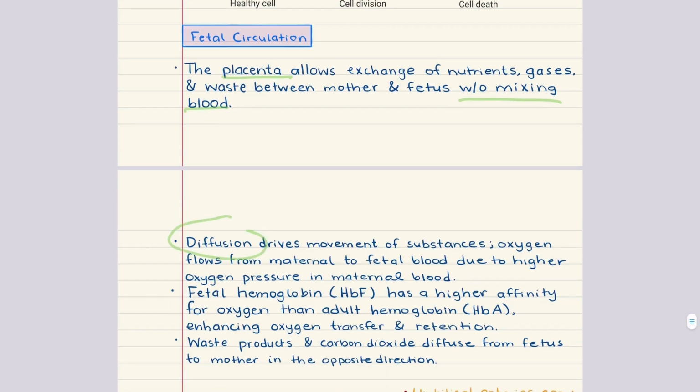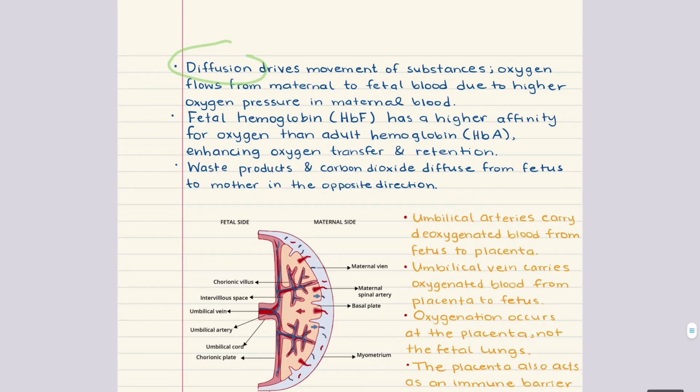Because the oxygen pressure in the mother's blood is higher, oxygen naturally flows from the maternal blood into the fetal circulation. Similarly, waste products like carbon dioxide move in the opposite direction. They go from the fetus to the mother to be removed from her body.